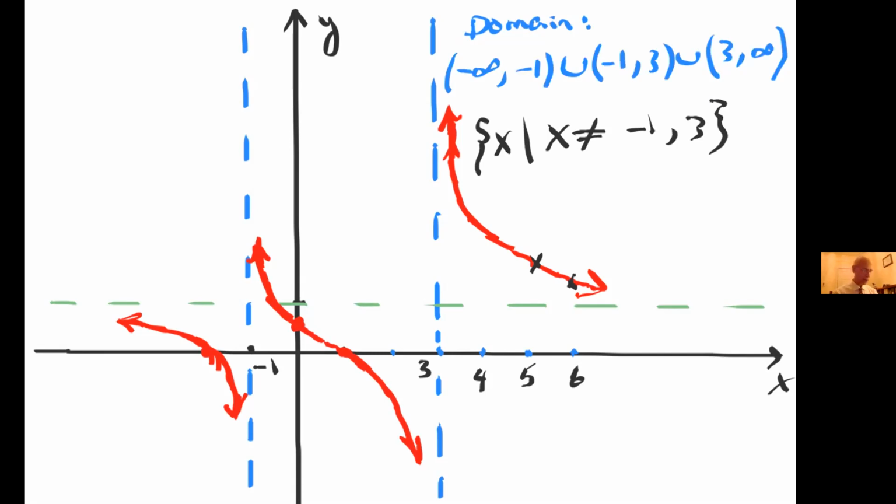Okay, how about the range? Now notice, look at the middle part. This is going forever down and just keeps going forever up. So the range is all real numbers, or you could say from -infinity to infinity.